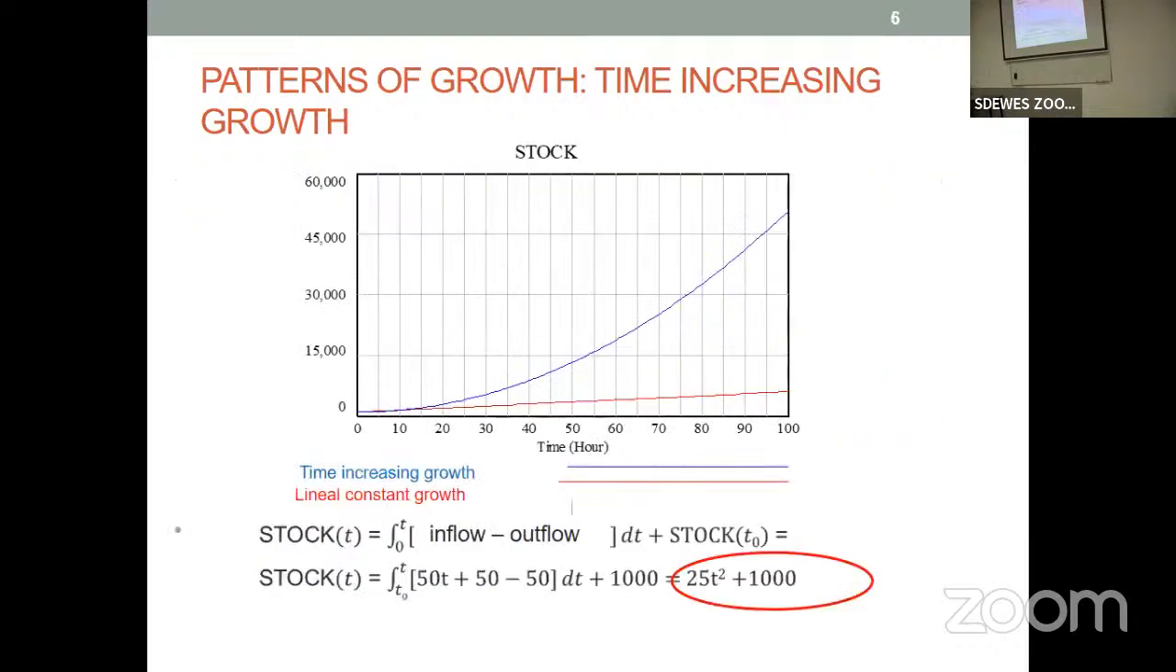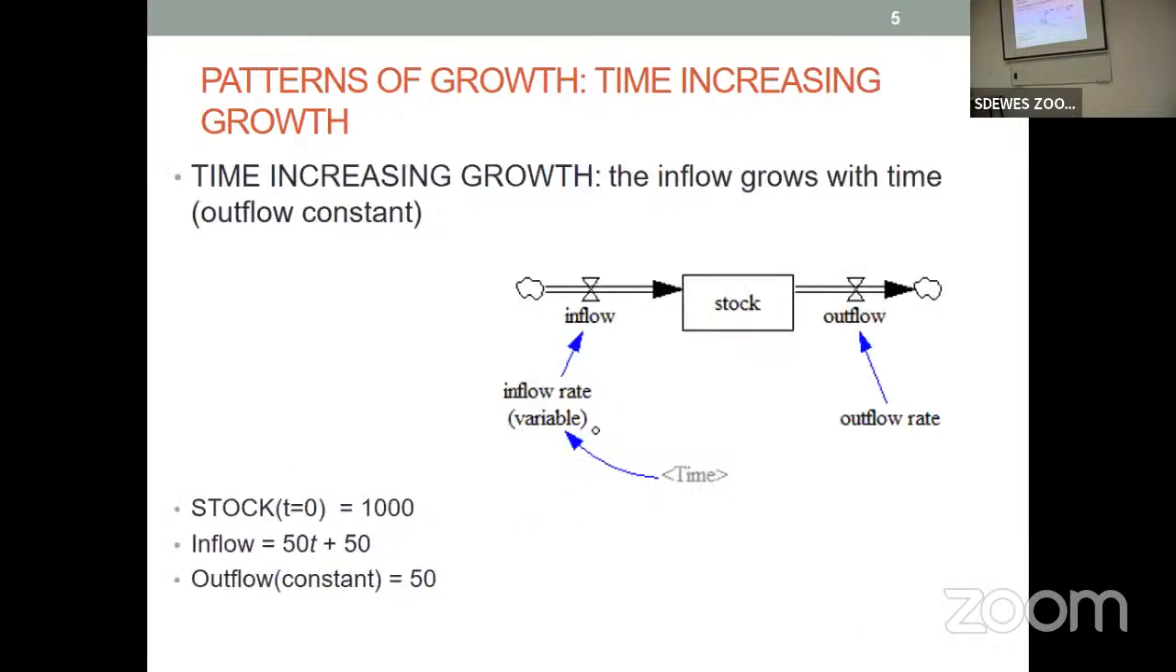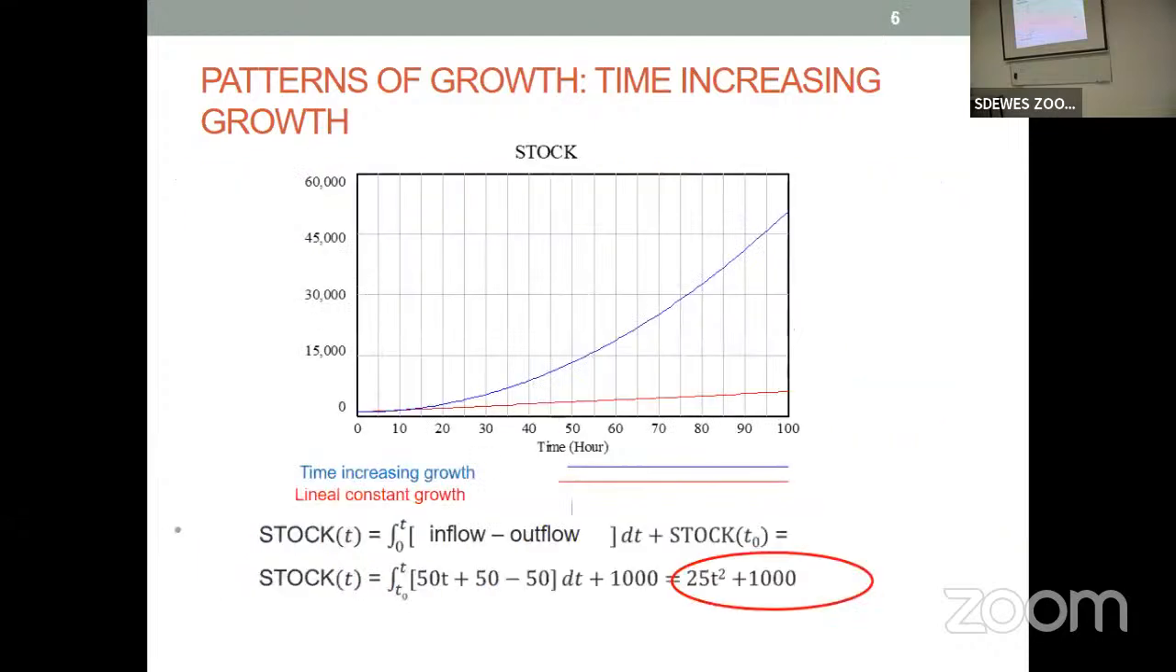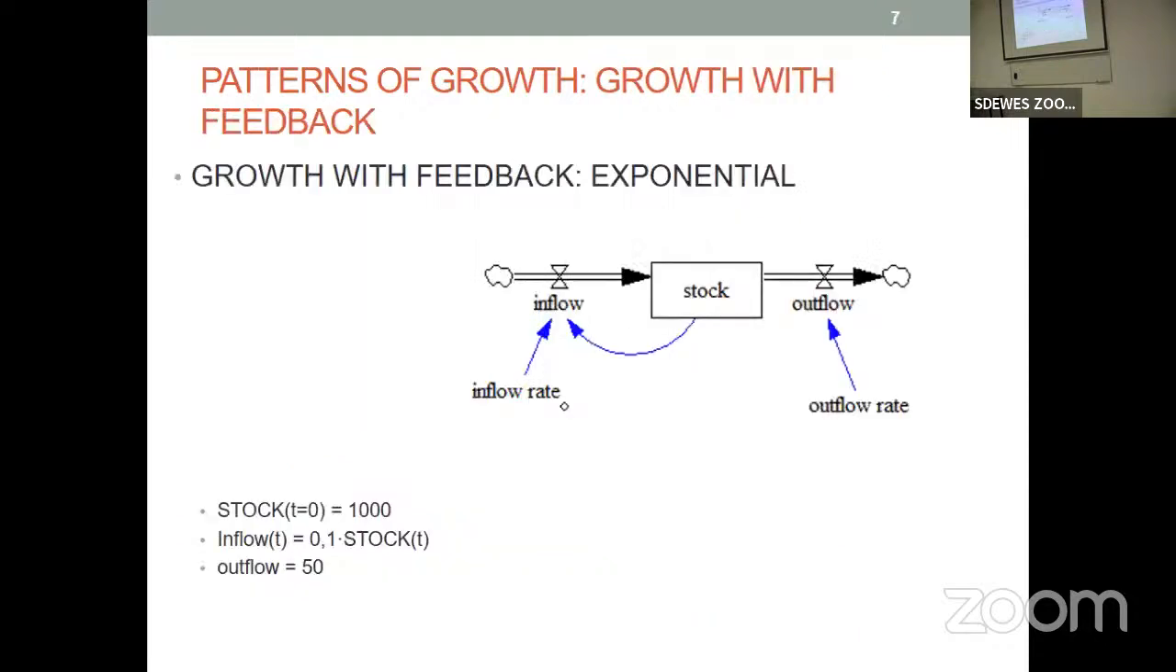So in this case, as this behavior increases with time, remember that this is 50 times time t, there is a significant increase of the stock over time, because the function is a quadratic function. If you do the integral of this function, you will obtain 25t squared plus the initial value of 1000. But this kind of function is not very common.